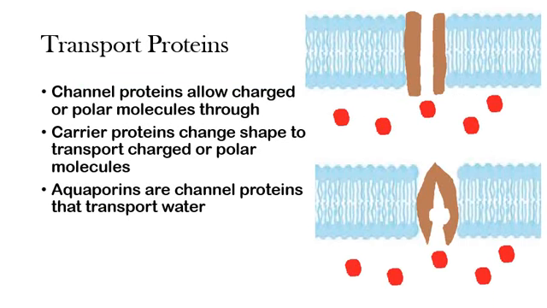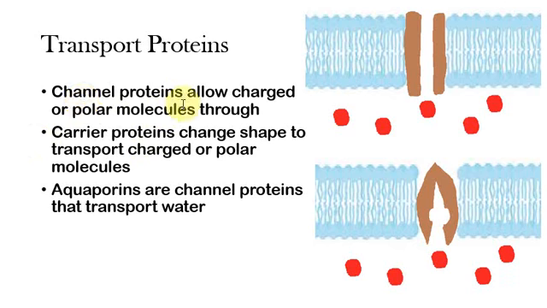Now, there are certain molecules that the cells want to allow through. For example, different ions and water. There are certain things that might be too large or might be charged or polar, and the cell actually will want to allow through the membrane. That's why the cell's membrane has transport proteins, and all membranes have transport proteins. There are a couple different kinds, channel proteins and carrier proteins.